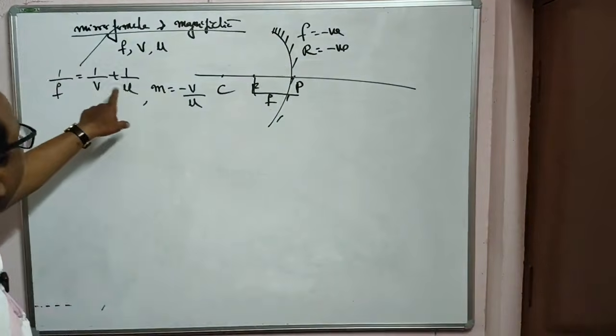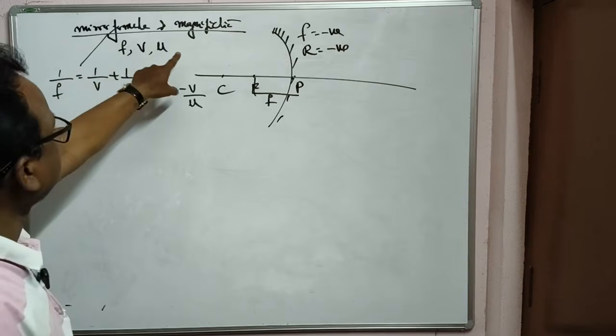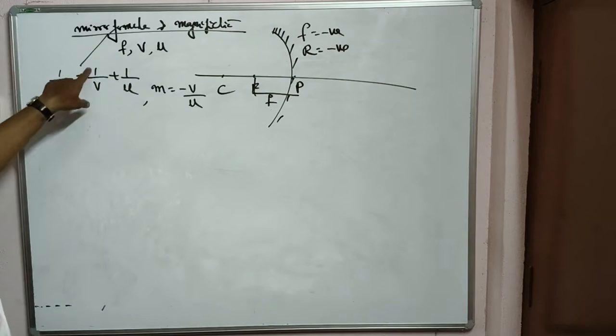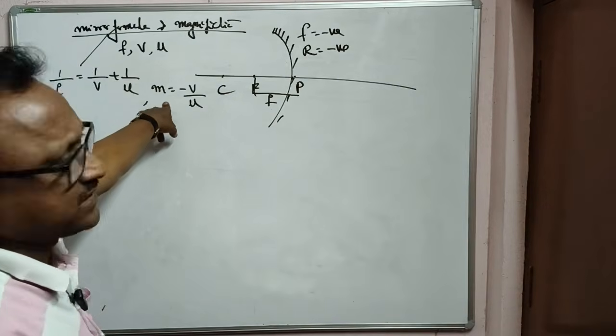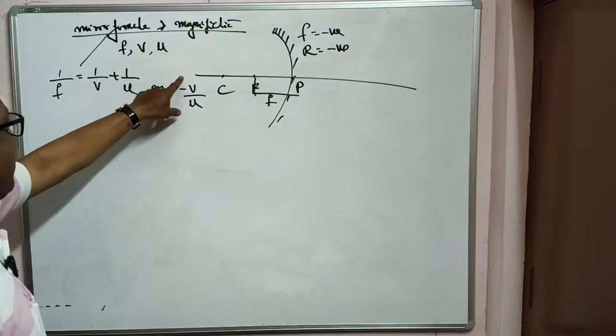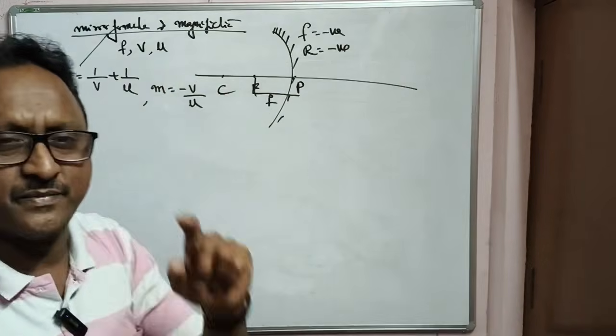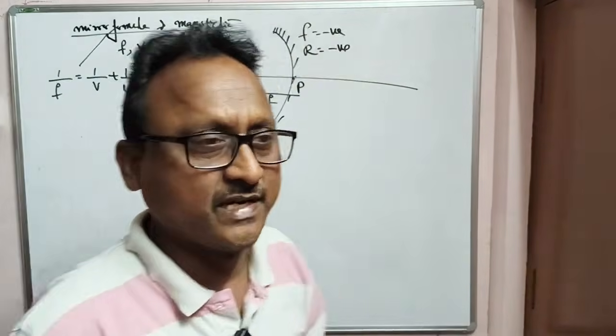So in the mirror formula, the relation between focal length and image and object distance is 1 by f is equal to 1 by v plus 1 by u. Magnification is negative here, minus v by u. v is image distance, u is object distance.